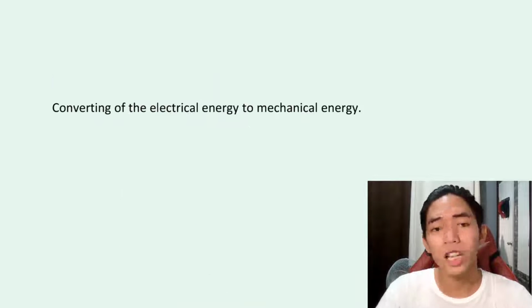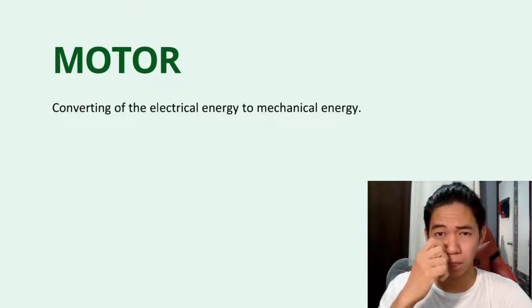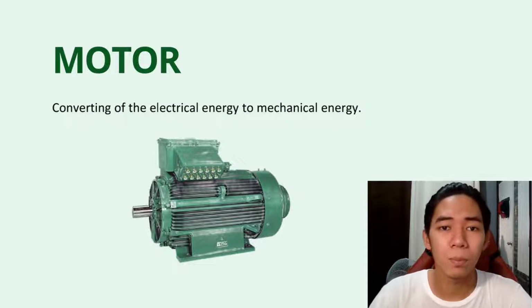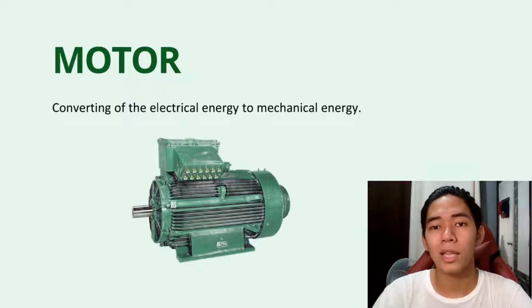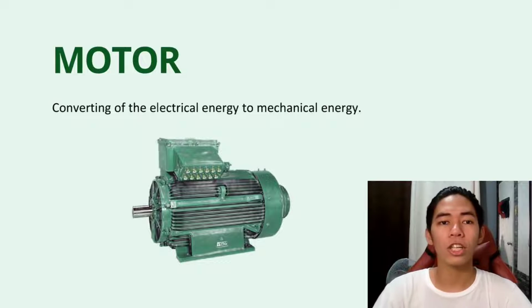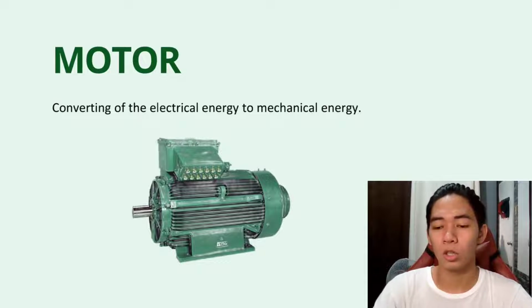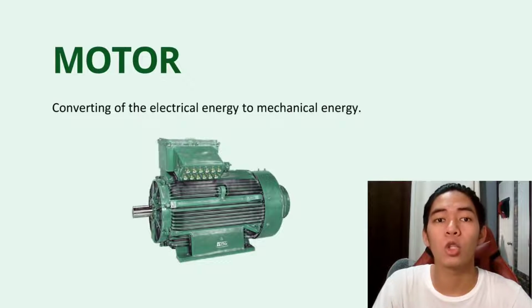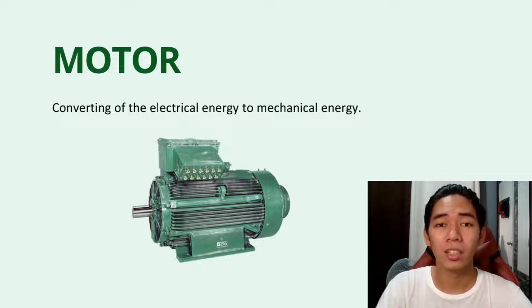So, as for electrical to mechanical, that is what we call a motor. Best example para dito ay yung electric fan. So, kapag plug ka ng electric fan into an outlet and turn it on, magro-rotate yung blades niya at magpo-produce ng continuous air. Kasi nga, nag-convert siya ng electrical to mechanical output, which is yung air.